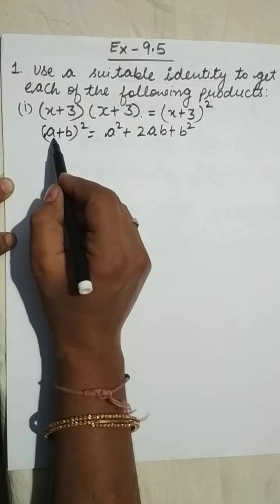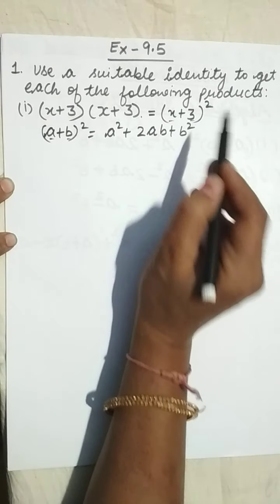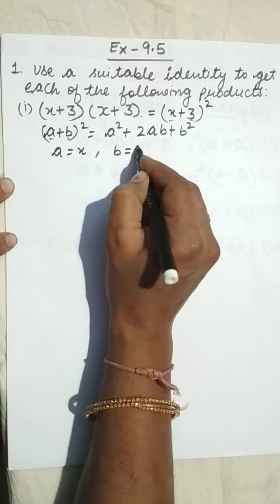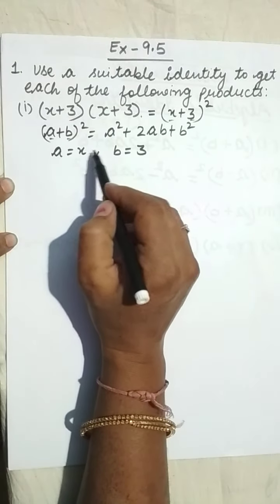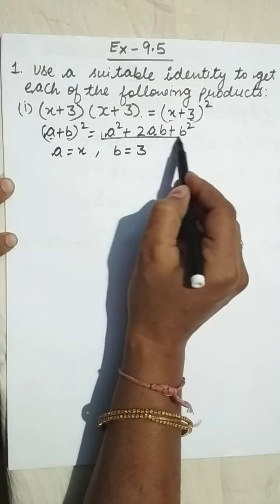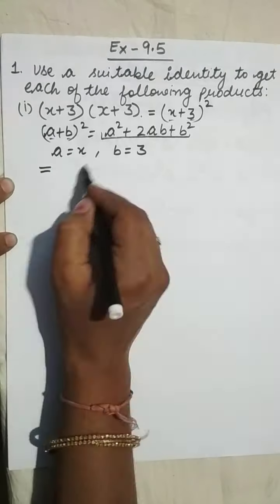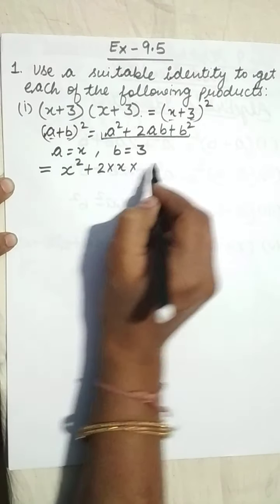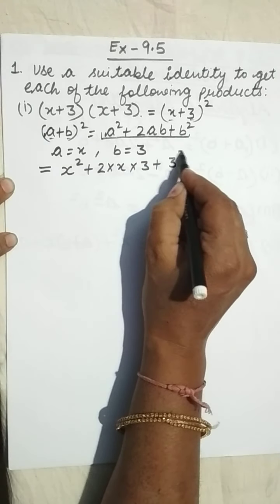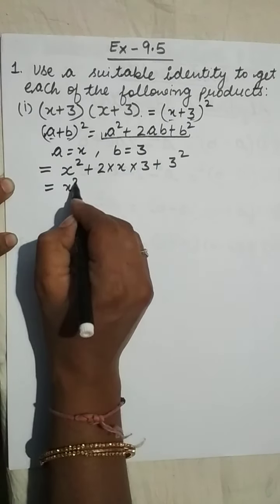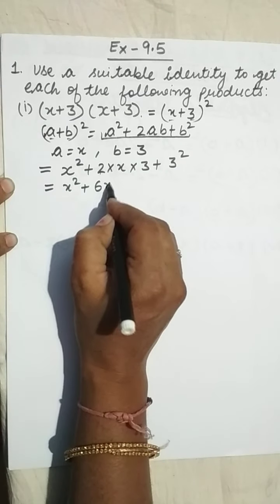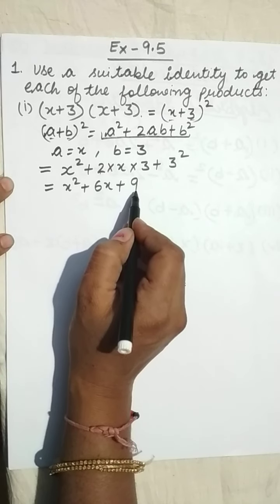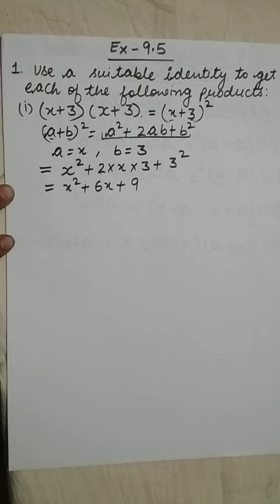Now here we will just compare the values of a and b with the given question. Here a is equal to x and b is equal to 3. Now we will substitute the values of a and b on the right side of this identity. So it can be written as x square plus 2 multiplied by x multiplied by 3 plus 3 square, which is further equal to x square plus 6x, square of 3 is 9. So x square plus 6x plus 9 is the required answer.